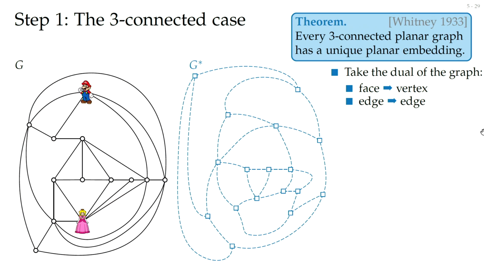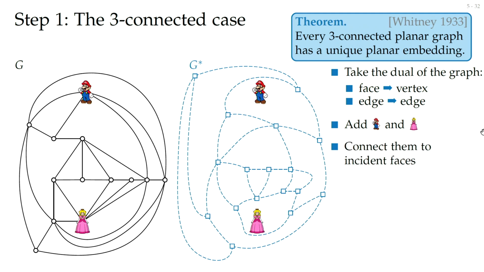But the dual alone is not enough because we don't have Mario and Peach anymore. So we have to augment the dual. We take Mario and put it wherever it's supposed to be, here. We take Peach, put it there, and we add some connections to the faces that are incident. So Mario lies on this, and this face, so we add these 4 edges. And the same here at the bottom.